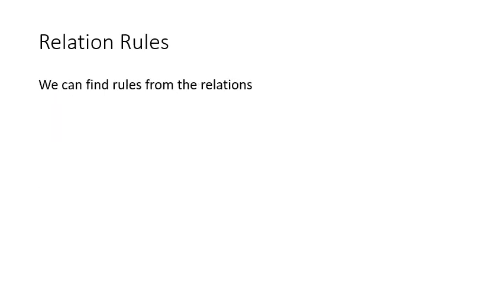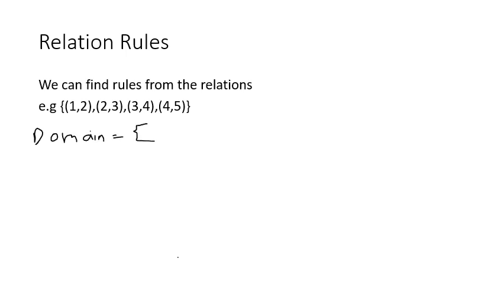So using our relations, we can find rules. Let's look at an example. We've got (1, 2), (2, 3), (3, 4), and (4, 5). The first thing, let's find our domain and range. So our domain is equal to curly brackets and our values. So we've got 1, 2, 3, and 4. That's our domain, and we've got our range, which has a different set of values. We can now look at all of our y values, which are 2, 3, 4, and 5.